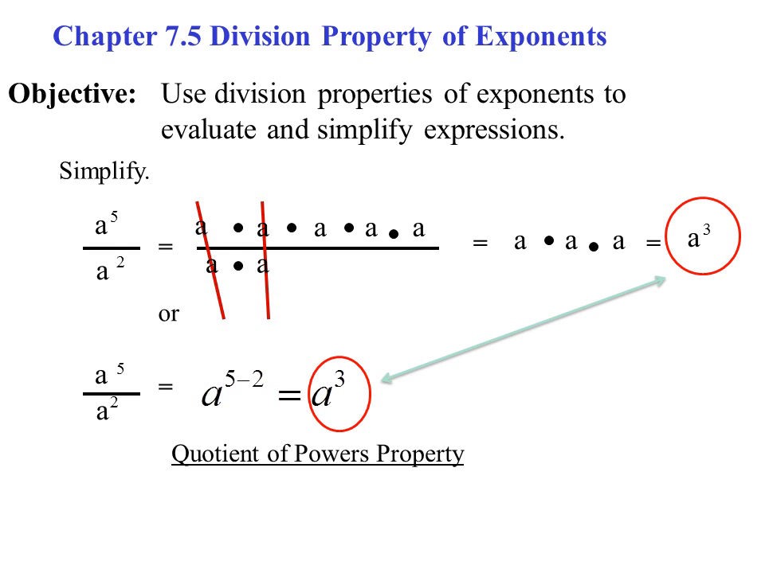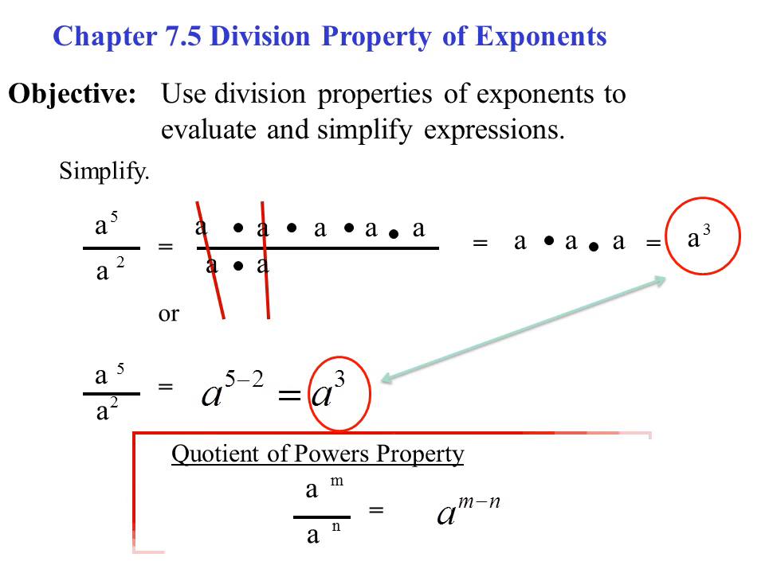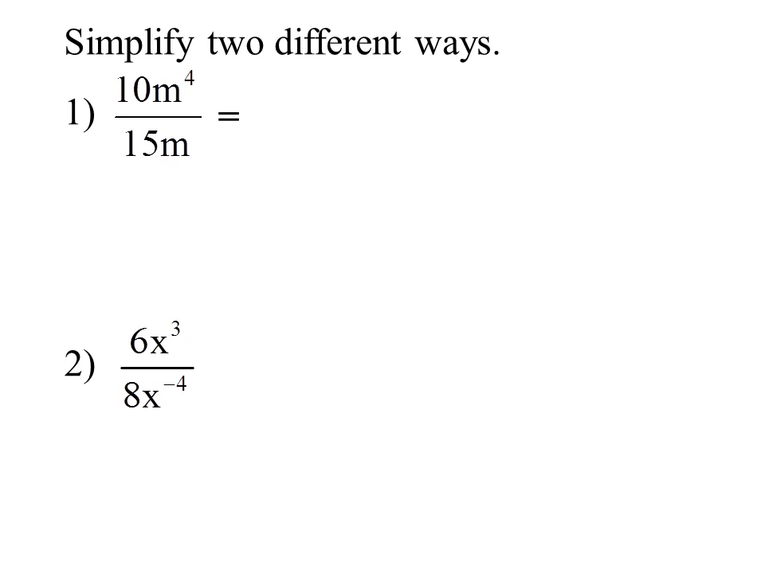Now, I want you to copy this for your notes, the bottom one. Please pause the video and copy this one. If I have a to the m divided by a to the n, of course I subtract the exponents, and this is called the quotient of powers property. Please pause the video and copy this one. To the next example, here we go.